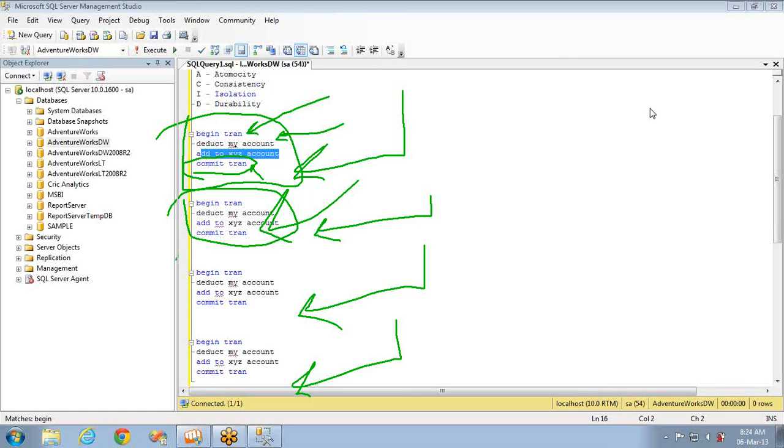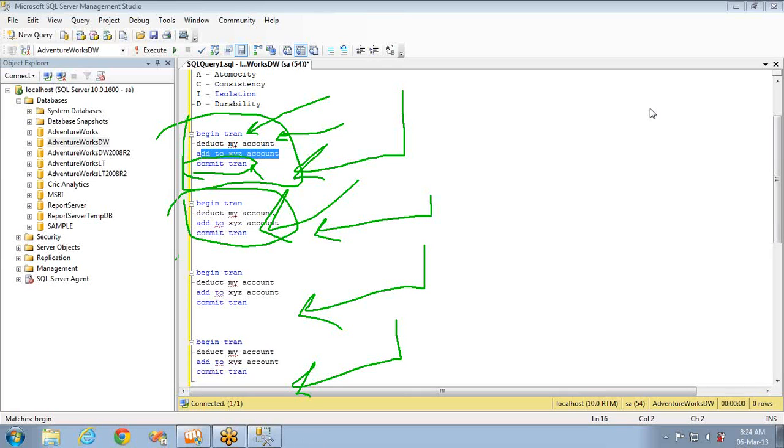If everything goes fine, what will happen? It will commit the transaction. Or if in the middle, due to some problem, the SQL Server crashes or restarts, then what will happen? It is neither committed nor rolled back. So that's a wrong situation, where the data will be inconsistent.